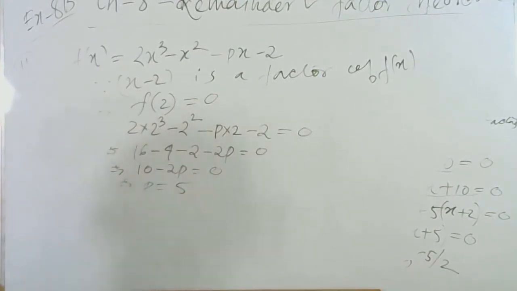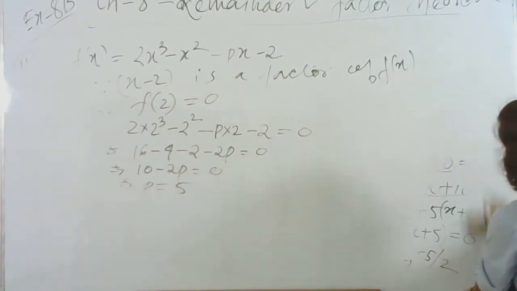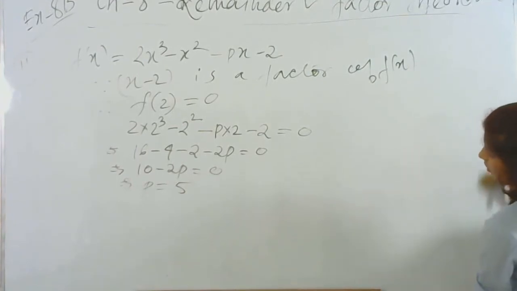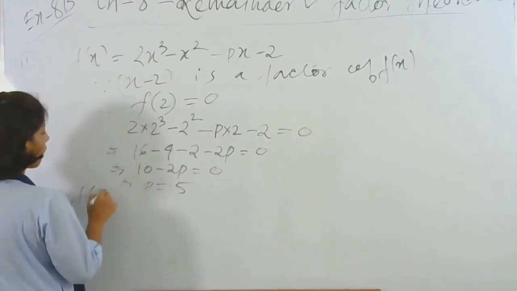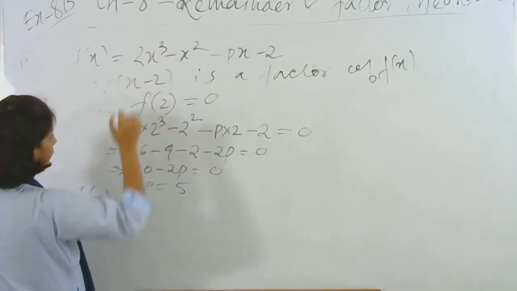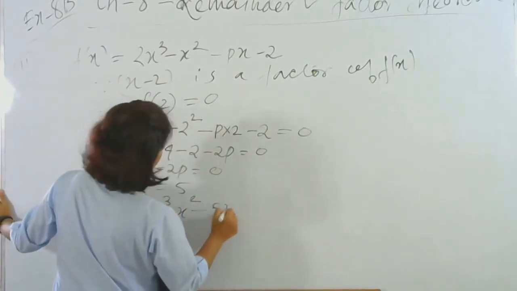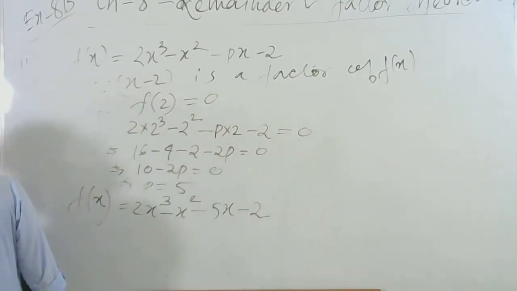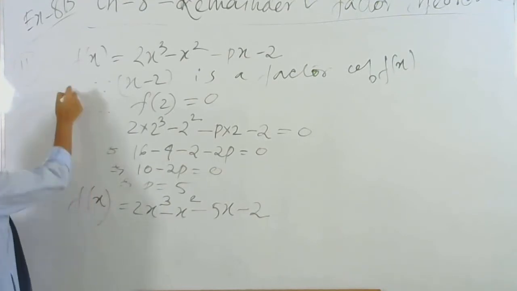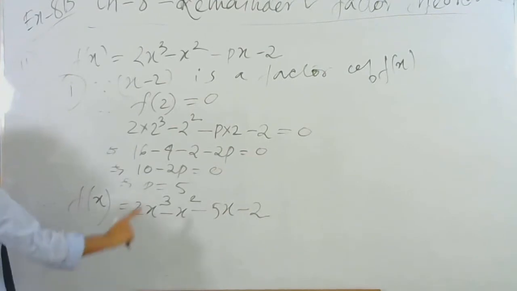Now, since I've got the value of p, I can find the polynomial, right? What will be f of x? In f of x, I'll replace p by 5. So this is f of x. Now in the question, Roman number 1, they asked you to find p. So the value of p is 5. Roman number 2, they are asking you, with the value of p, factorize the above expression completely.